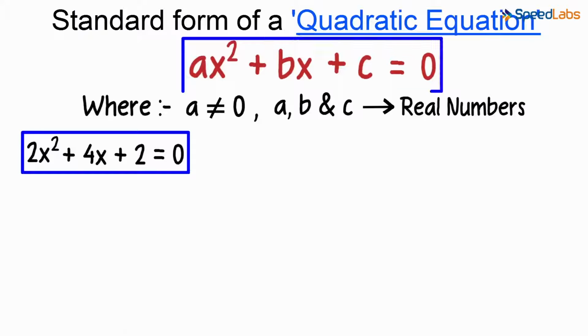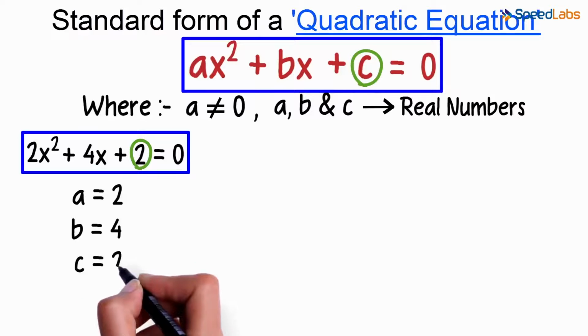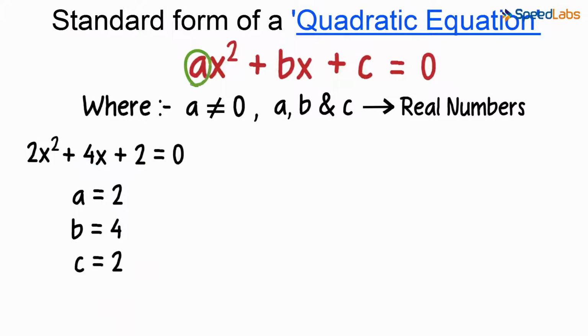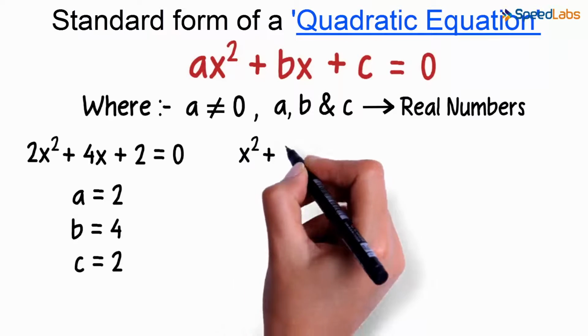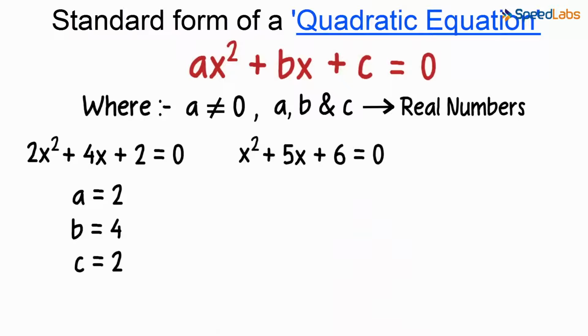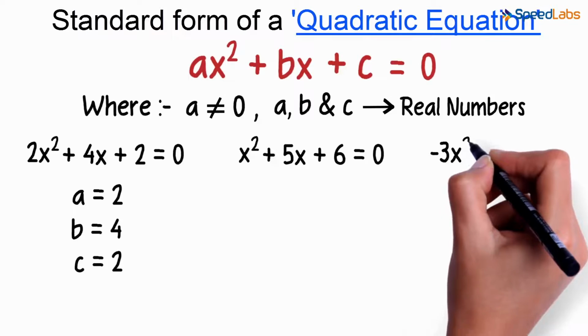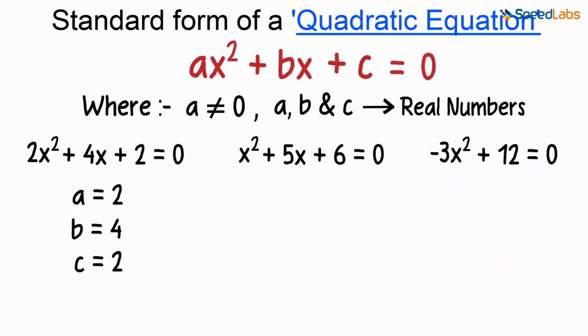Comparing it to the standard form, we get a as 2, b as 4 and c as 2. A is the coefficient of x squared, b is the coefficient of x and c is the constant. This is called a quadratic equation in variable x. X squared plus 5x plus 6 equals 0 is also a quadratic equation. Negative 3x squared plus 12 equals 0 too.